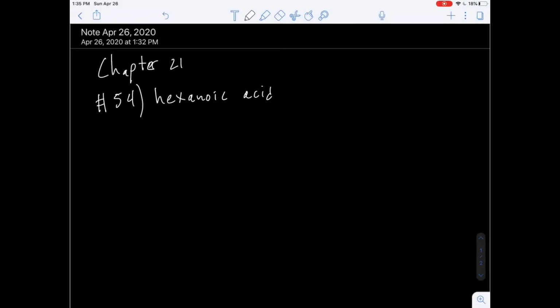All right, we're taking a look at chapter 21, number 54 to start. So we're trying to draw this structure here. When you look at this compound, you need to think, what is this telling me? That's telling me it's a carboxylic acid, and this is telling me it's 6 carbons long.